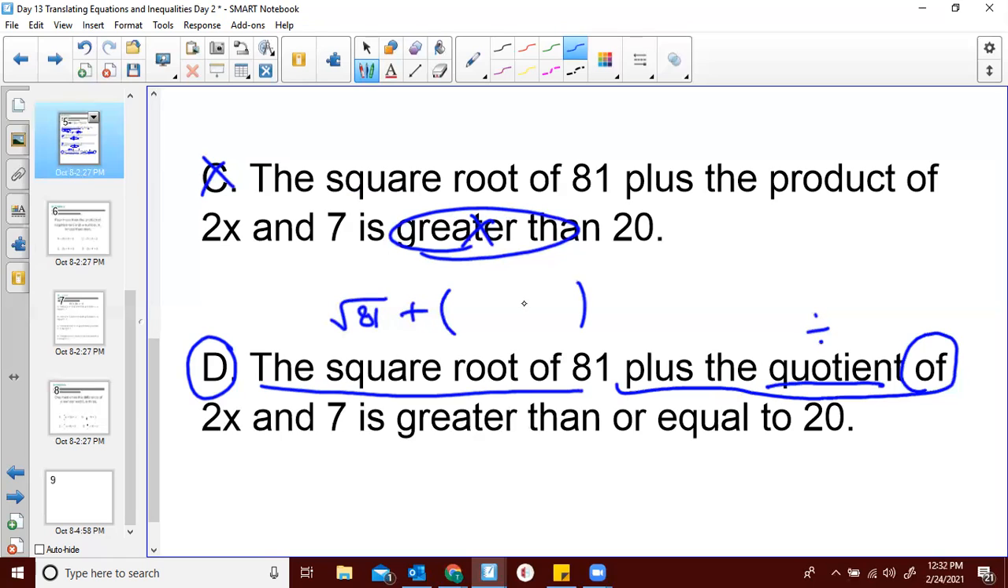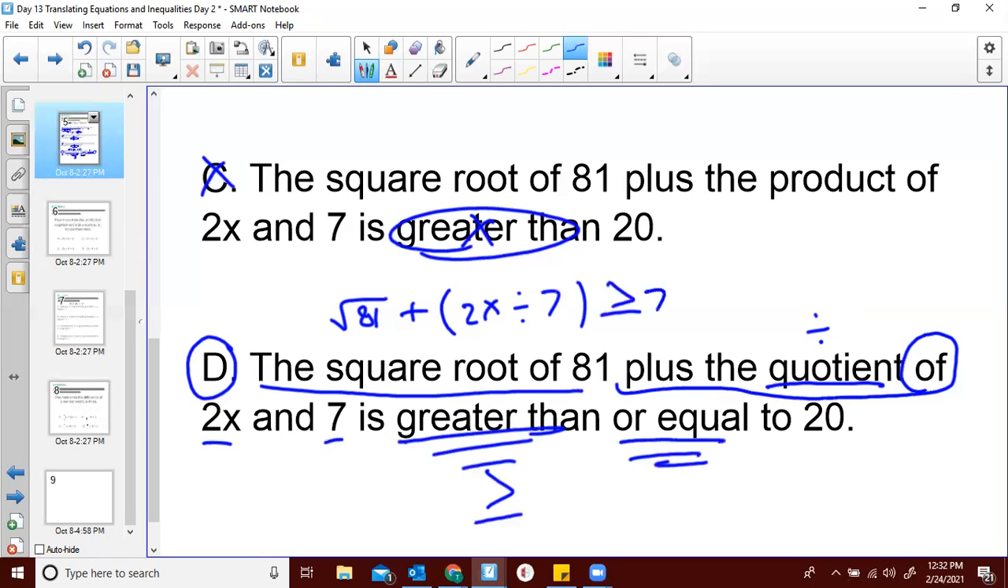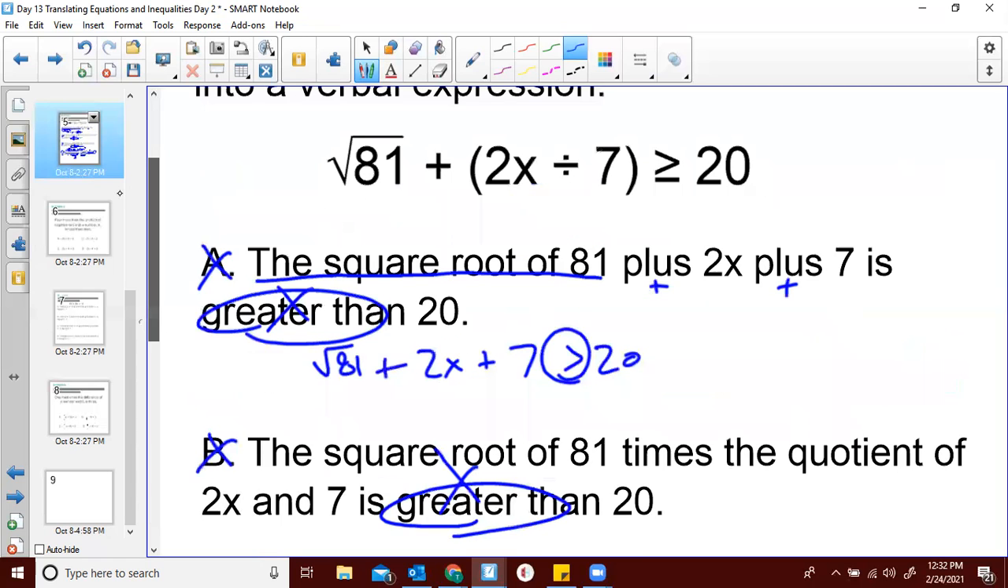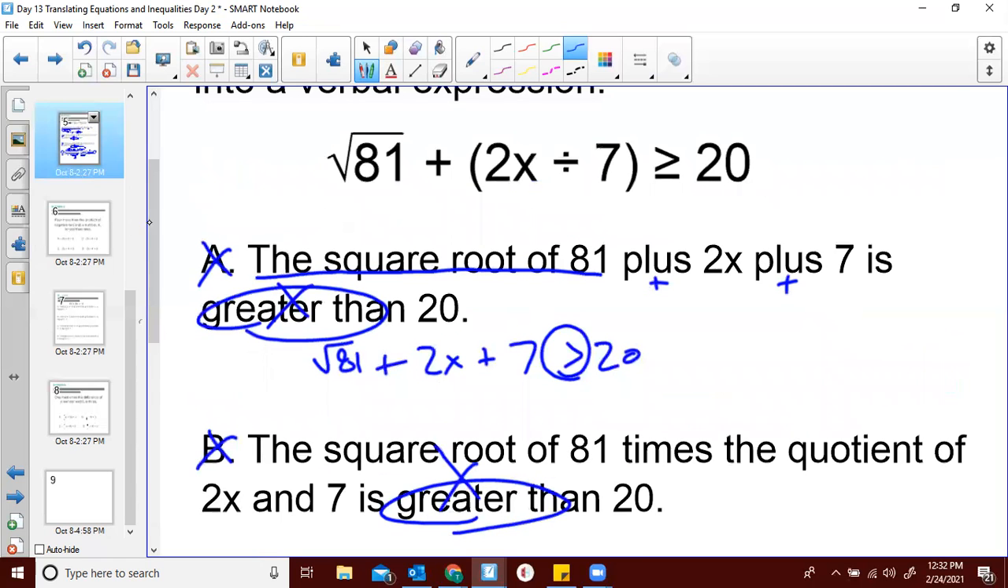So I'm going to go ahead and put parentheses in my quotient symbol, my division. And I'm going to look at 2x and 7. And that's what I'm going to fill in here for my parentheses. 2x and 7. Greater than or equal to, right? Greater than or equal to, and 20. And you can see that this is the same thing that I have above. All right.